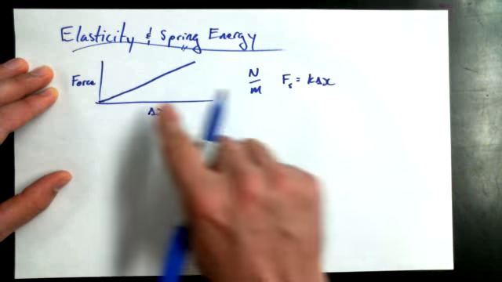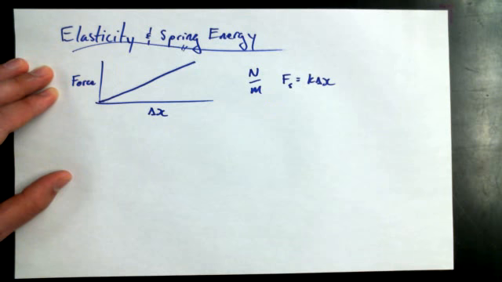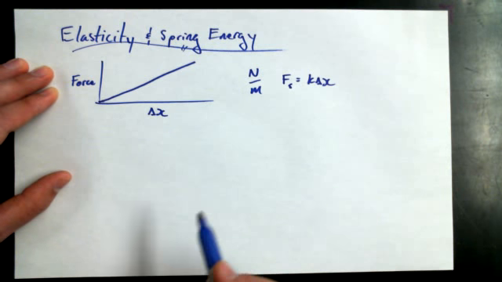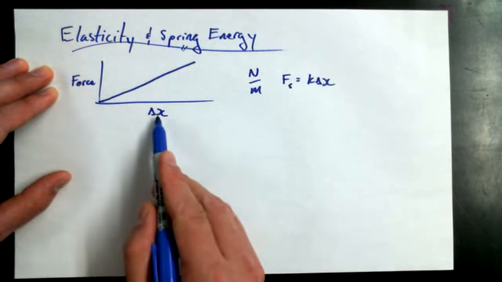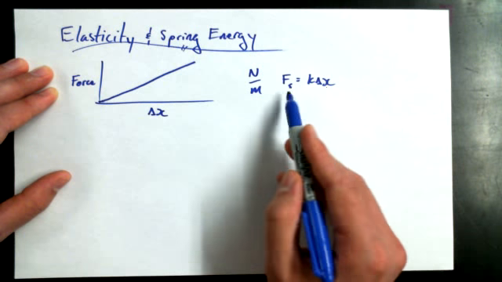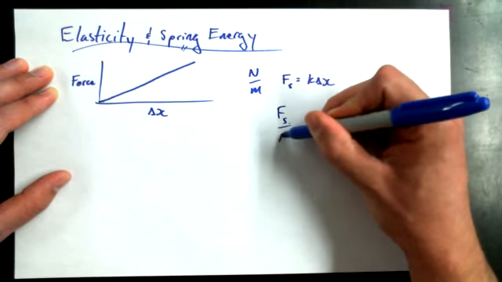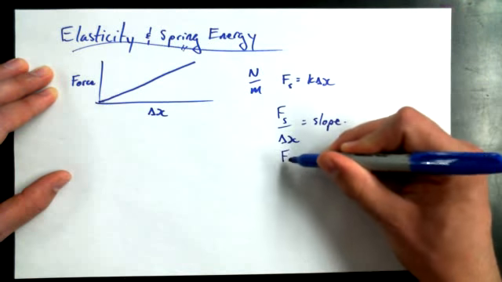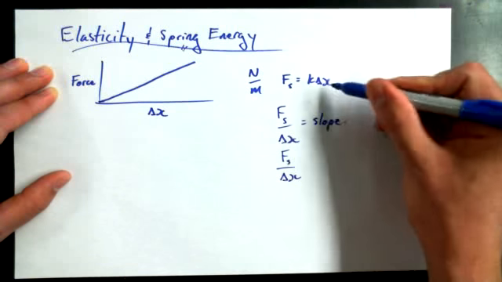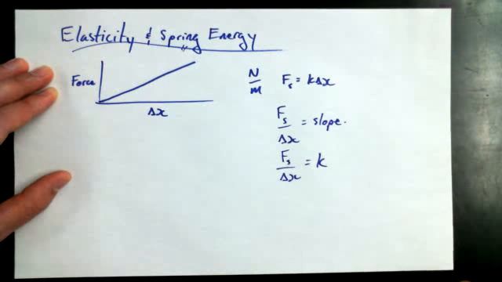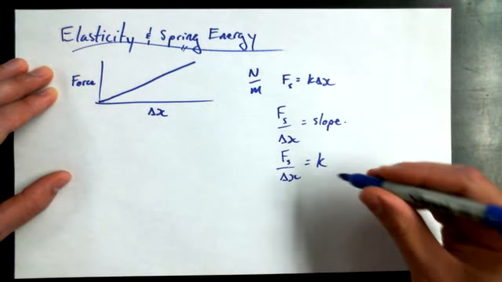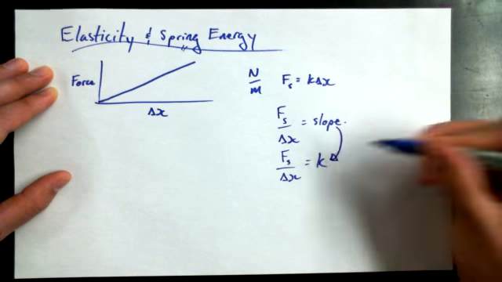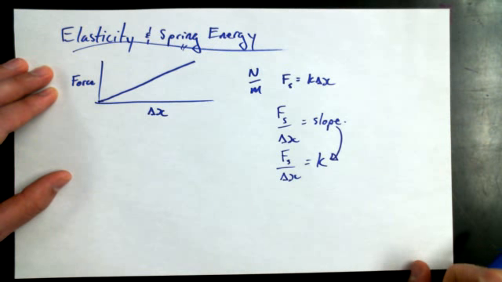And as it increases in magnitude linearly, that means the slope is constant. So the rise over run would be force over delta x. Force over delta x being slope, also force over delta x, according to this equation, is k. So what does the slope of this type of graph represent? K, bingo. Slope is k. Yeah, units all work out.